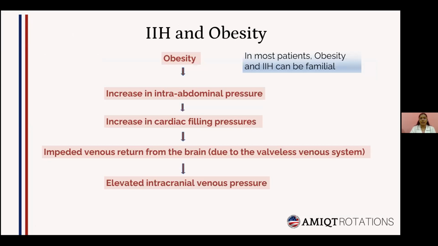And the third one is the association between obesity and IIH. In most patients, obesity and IIH can be familial. But another theory is that, as I mentioned previously, in obesity there is an increase in intra-abdominal pressure. This increases the cardiac filling pressures. This increased cardiac filling pressure in turn impedes the venous return from the brain, and finally elevates the intracranial venous pressure.